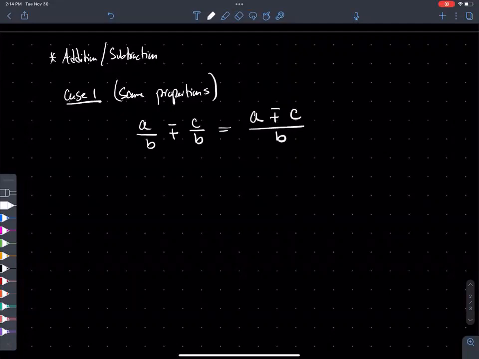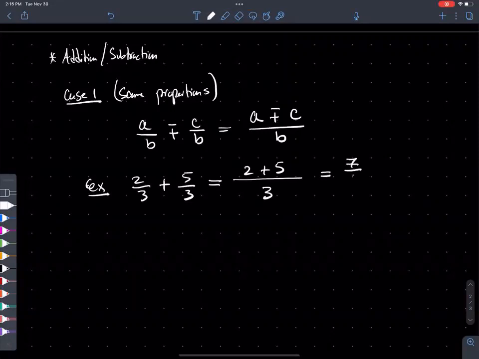So in this case, we just add or subtract whatever is on the top and then keep the same proportion. So for example, if I wanted to do 2/3 plus 5/3, and I see that the two proportions are exactly the same, then I can say the proportion will stay, and I will just add whatever I had on the top. And in this case, this becomes 7/3. So notice that by adding 2/3 and 5/3, all you get is 7/3, because you're adding things with the same proportion.